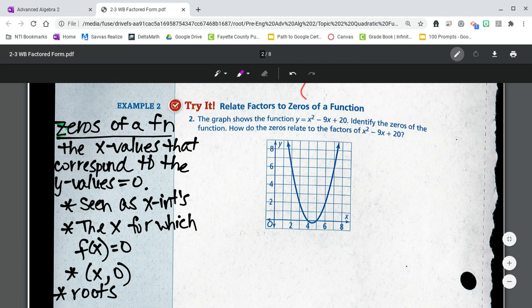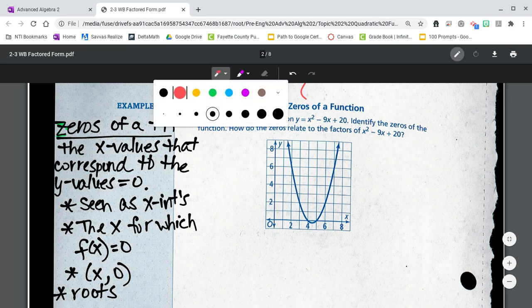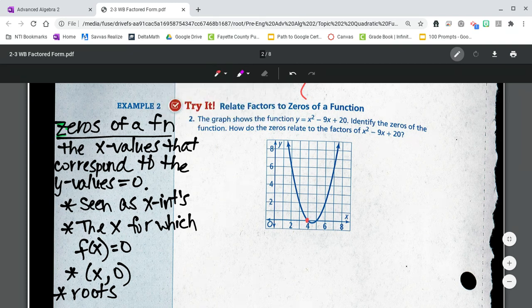All right, so how do the zeros relate to the factors of x squared minus 9x plus 20? Well, let's find the zeros first. I have a 0 and x-intercept right here and right there. So let's see, I've got one at 4, 0, and then another one at 5, 0.